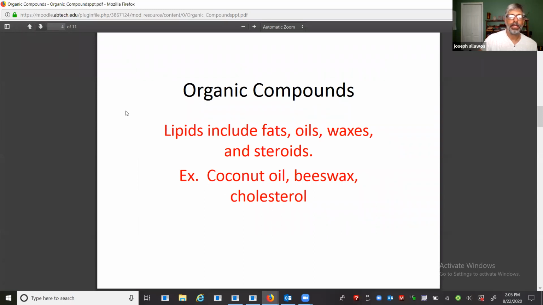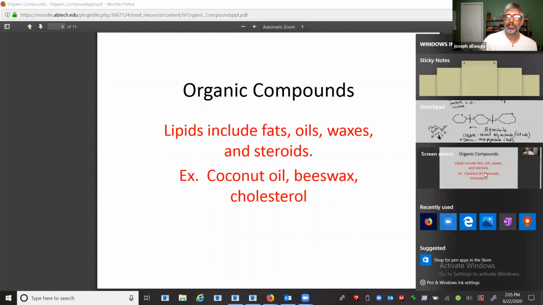Okay. Next, we have lipids. Lipids include fats, oils, waxes, and steroids. We often talk about monomers. Monomers are like the building blocks of the organic compound. So you could kind of think about the glucose ring as a monomer of carbohydrates. It's a little less clear when you're talking about lipids, but we'll see what they're made out of.